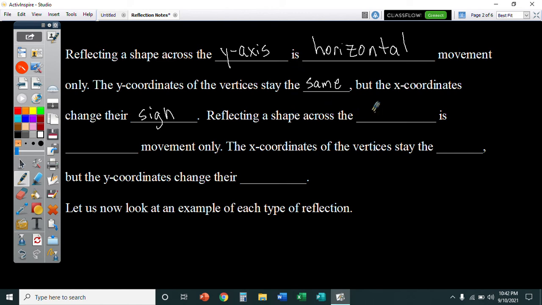Now, if we reflect the shape across the x-axis, that's vertical movement only. In that case, the x coordinates of the vertices will stay the same, but the y coordinates will change their sign. That's it. That's the only two things we have to remember for reflections. And we're going to look at an example of each type.